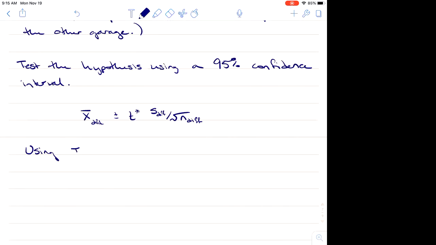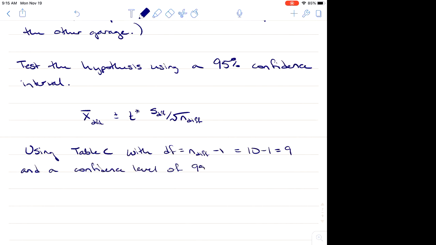So using table C with degrees of freedom equal to n diff minus 1, which is 10 minus 1, which is 9, and a confidence level of 95%, we find t star is, 95% going down to 9 degrees of freedom, 2.262.